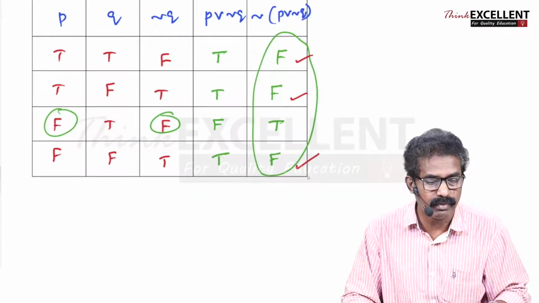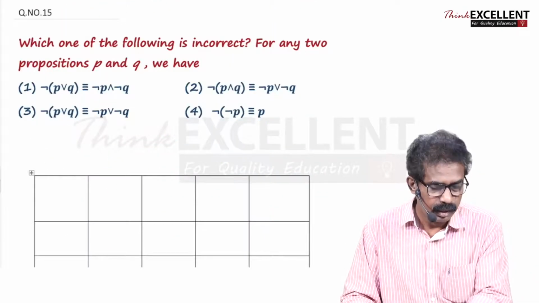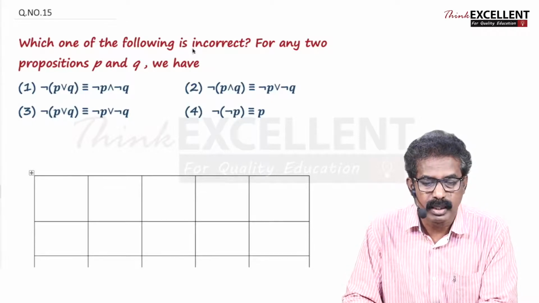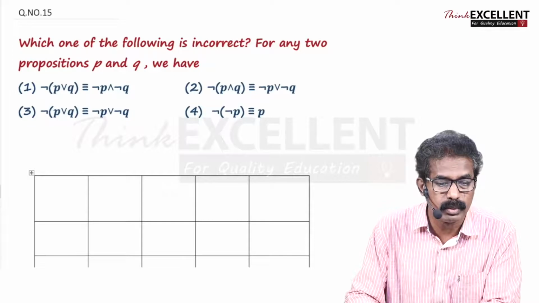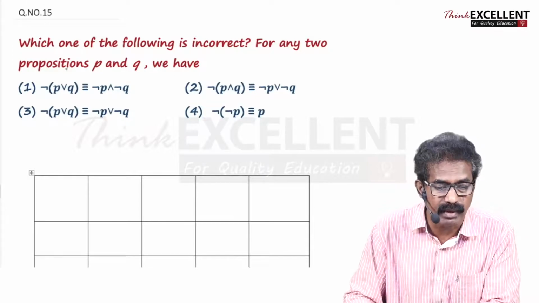Now, question number 15. Listen to the 15th one. Which one of the following is incorrect for any two propositions P and Q? Which one is incorrect? Which one is false? You have to find.